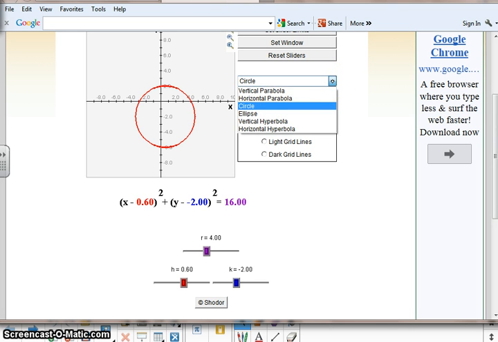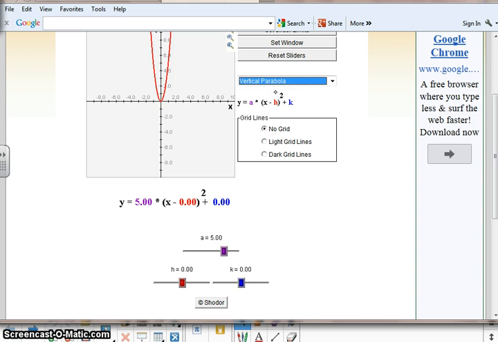The other ones that I want you to look at are like a vertical parabola. These are the ones we've been doing in class. Look at the form. You can see that it's just going to expand, make it skinnier, wider, narrow. The k value is going to move it up or down. What's inside the parentheses is going to move it left or right. So there are different things I want you to discover.